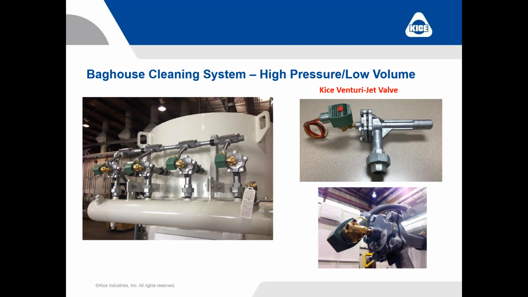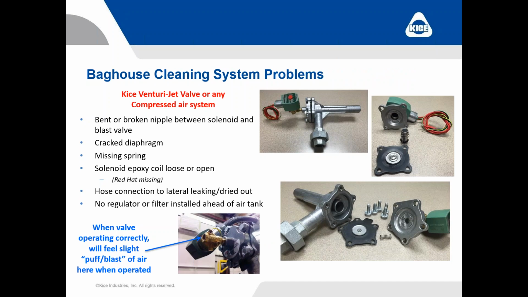So looking at our high pressure, low volume type of system, again, this is a Kice filter, but many manufacturers out there have the same type of blast valve setup. It should look familiar to you even if you don't have a Kice filter. Well, this is what the inside of that blast valve looks like. So what are the things that can fail? More often than not, that rubber diaphragm.